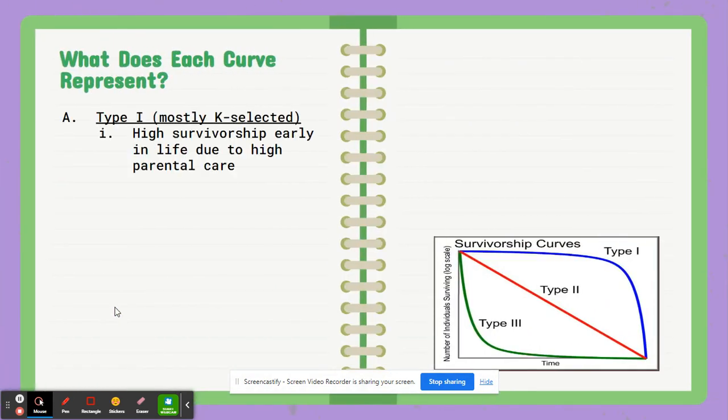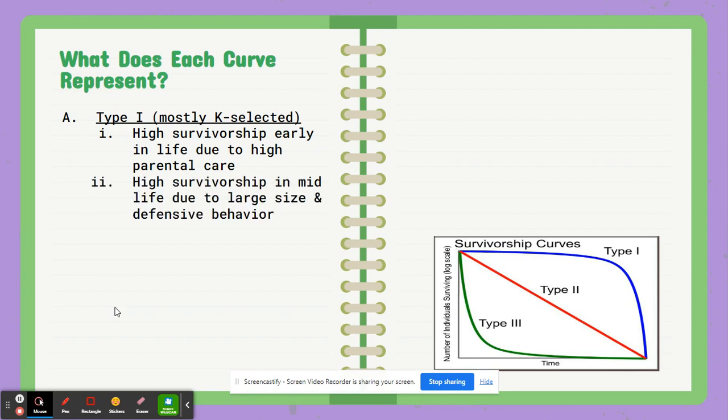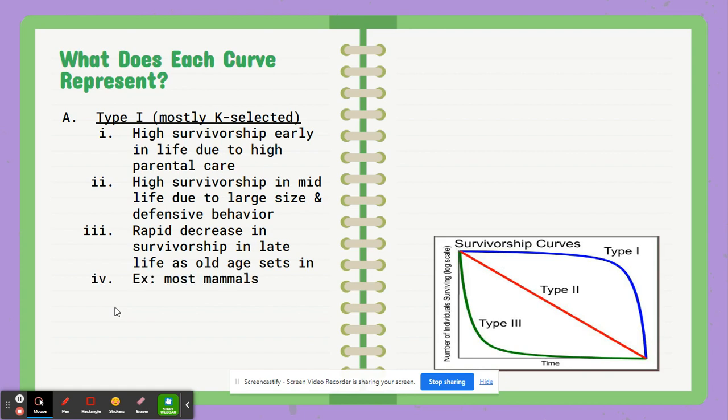So now our type 1 curve is mostly K-selected organisms. They have that high survivorship early on in life, and that is usually due to the parental care given to those organisms. High survivorship in midlife due to their large size, potential defensive behaviors against predators or competition, and then we see a rapid decrease in their survivorship later on as old age begins to set in.